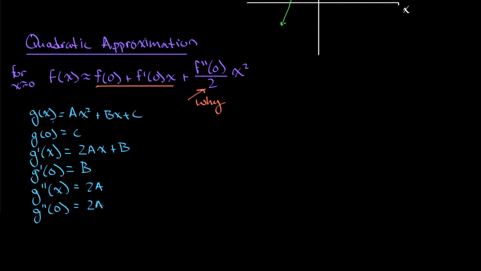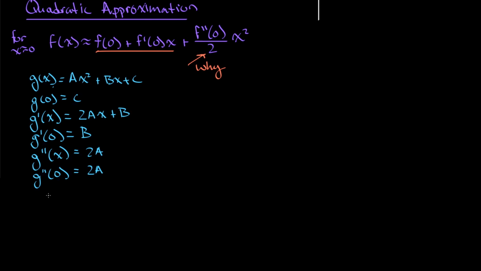But we don't want 2a. We want to have just a. And in order to get that, we need to divide both sides by 2. So we end up with g double prime evaluated at 0 over 2, and that is equal to a. So we've recovered a, b, and c now.